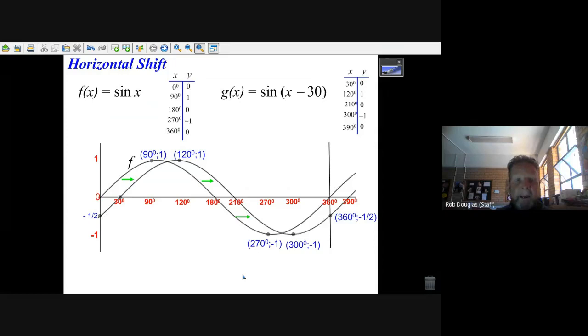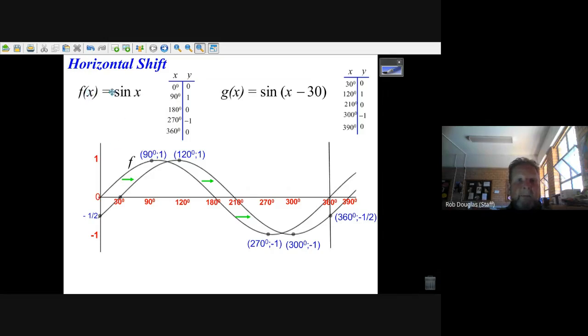Okay, we're going to look at something called a horizontal shift with functions. And then we're going to look at that horizontal shift in the context of circles and hopefully move on from there to get a better understanding of getting some marks in the circle part of the matric exam. So let's just take a look at this.